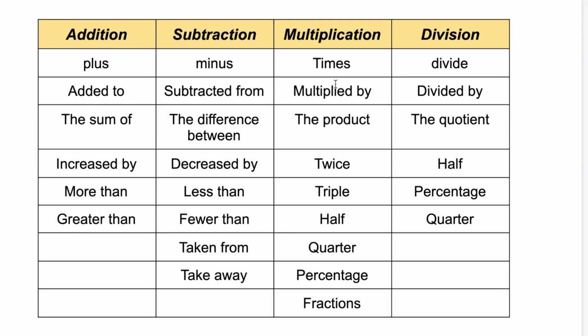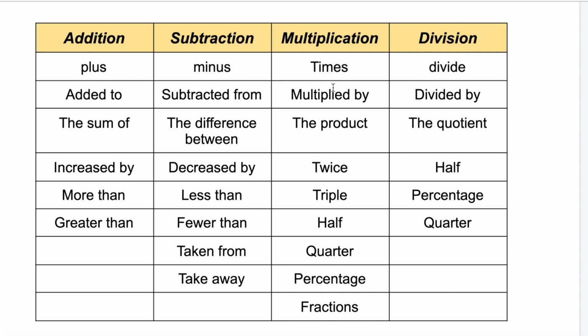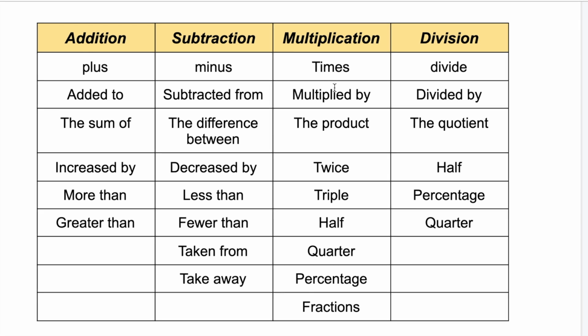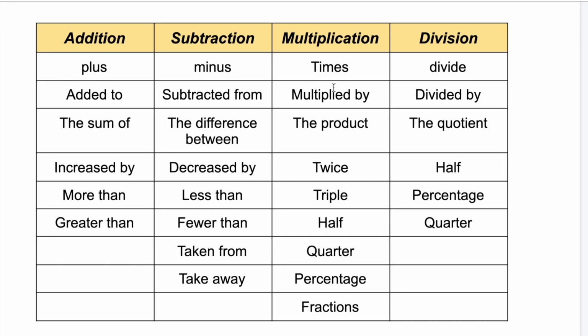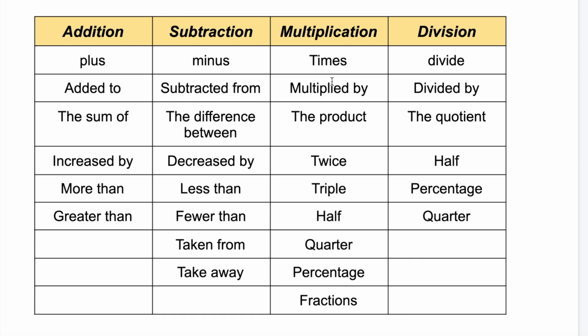So here is the list of the words that I will use for verbal expressions or word phrases, and I will translate them into mathematics. So in this table, you can see 4 columns. Every column expresses an operation. So the first one expresses addition. The words that I can use for verbal expressions or word phrases are plus, added to, the sum of, increased by, more than, greater than.